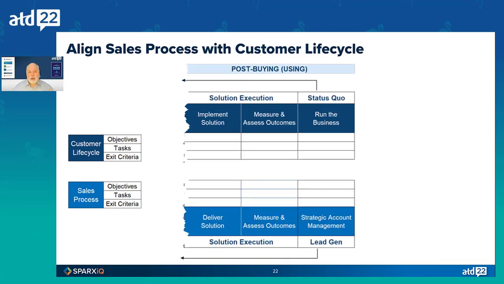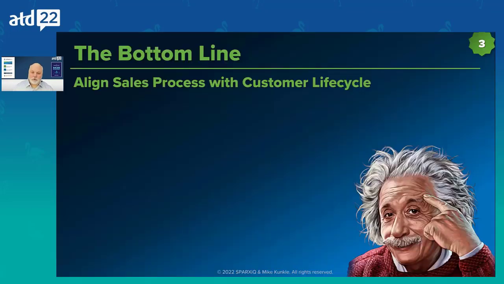Same thing post-buying. In post-buying, it's about how they implement the solution and execute. They implement it, they measure, assess outcomes, they run the business, all the while you're going along for that journey and supporting them. At the end of that, they go right back to running their business. They're out of a buying cycle or a post-buying cycle and back into their natural environment, their natural habitat, if you will, and you're observing them, looking for other ways that you can support them. That's how you can align sales process with the full customer lifecycle.